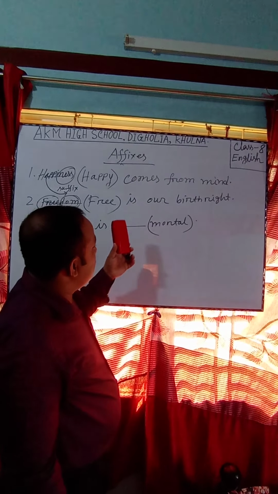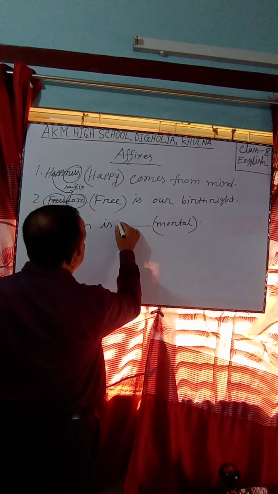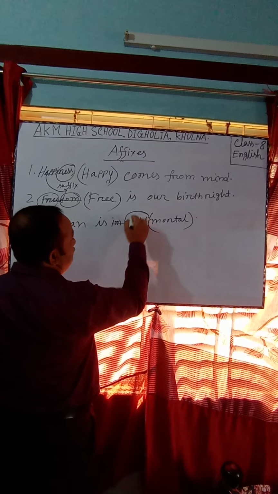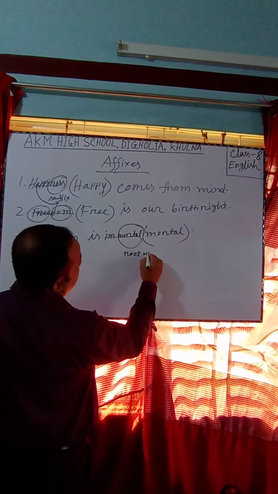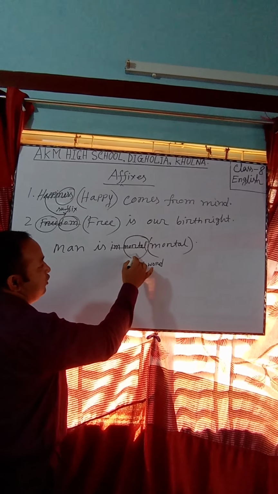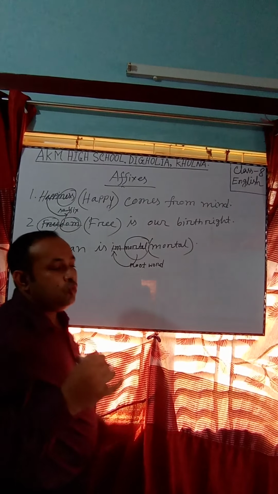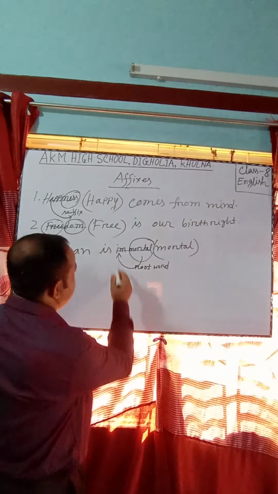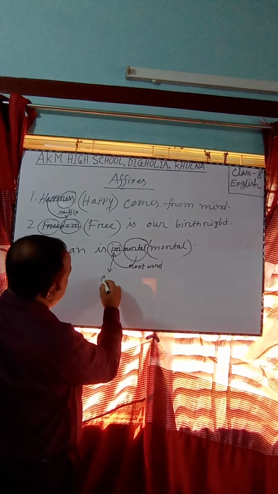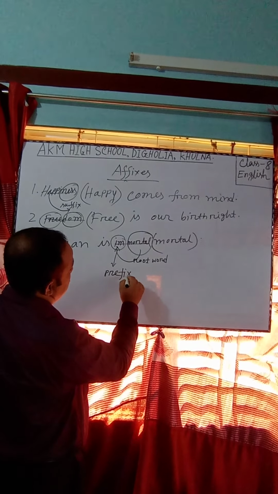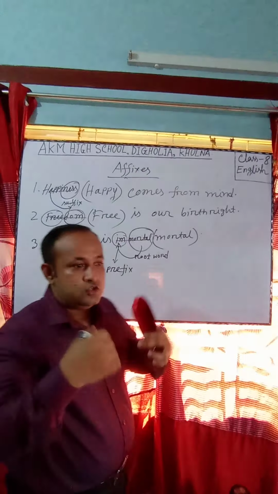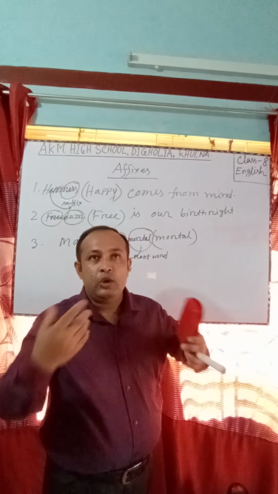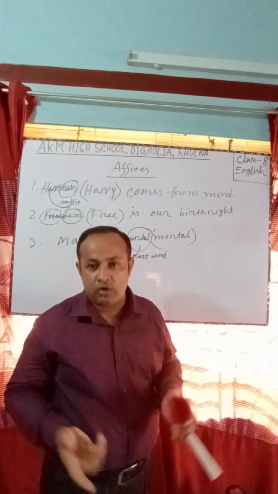Man is dash. Man is immortal. And this is the root word, and before the root word we will use a prefix. In is the prefix. In this way, we have to create many new words for increasing our vocabulary.